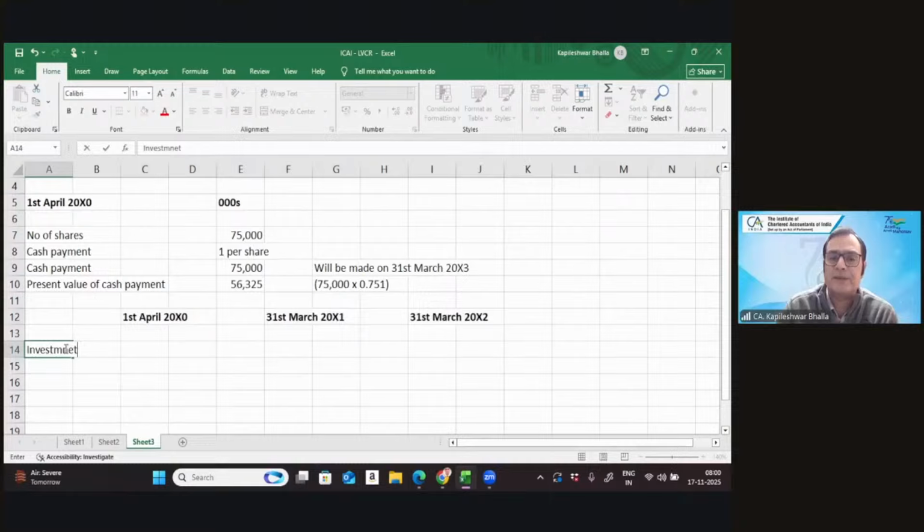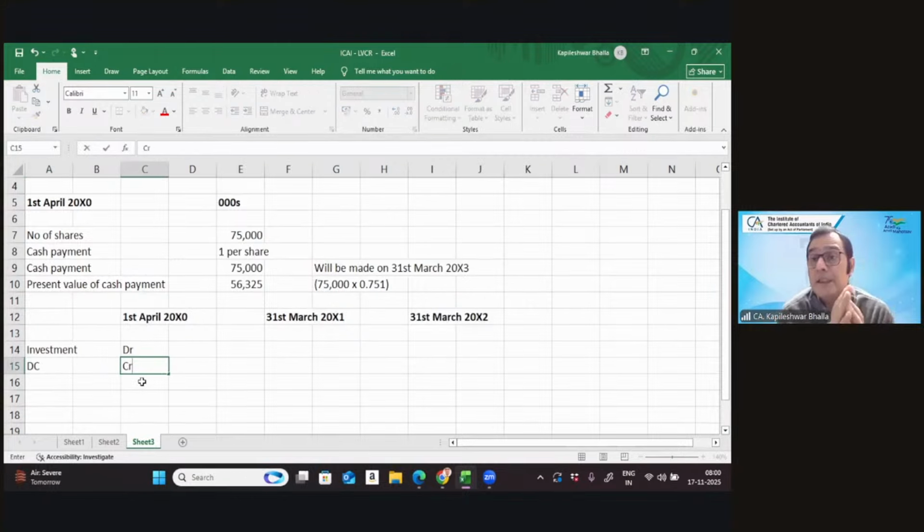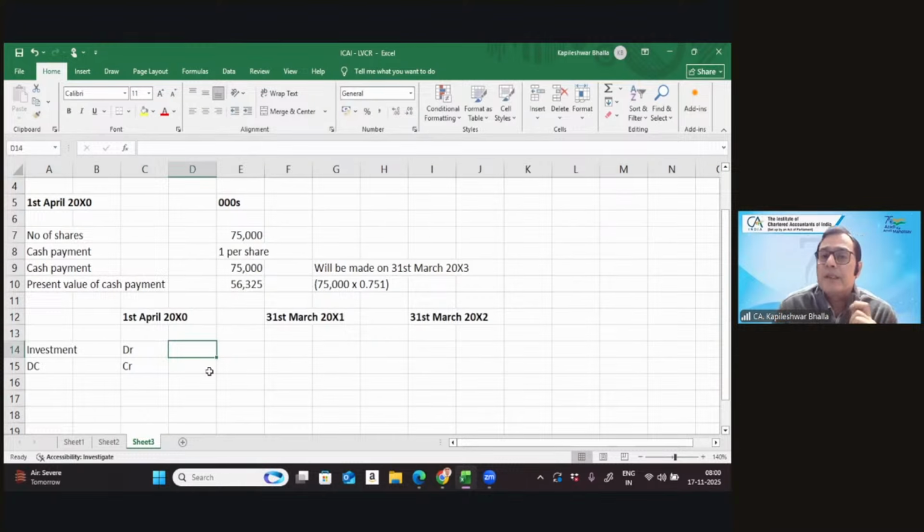So we can say on 1st April X0, the entry which we would have done is investment gets a debit, and deferred consideration gets a credit. I'm just picking up the entries which would have been done on the date of acquisition. So can I say this entry would have been done with which figure?